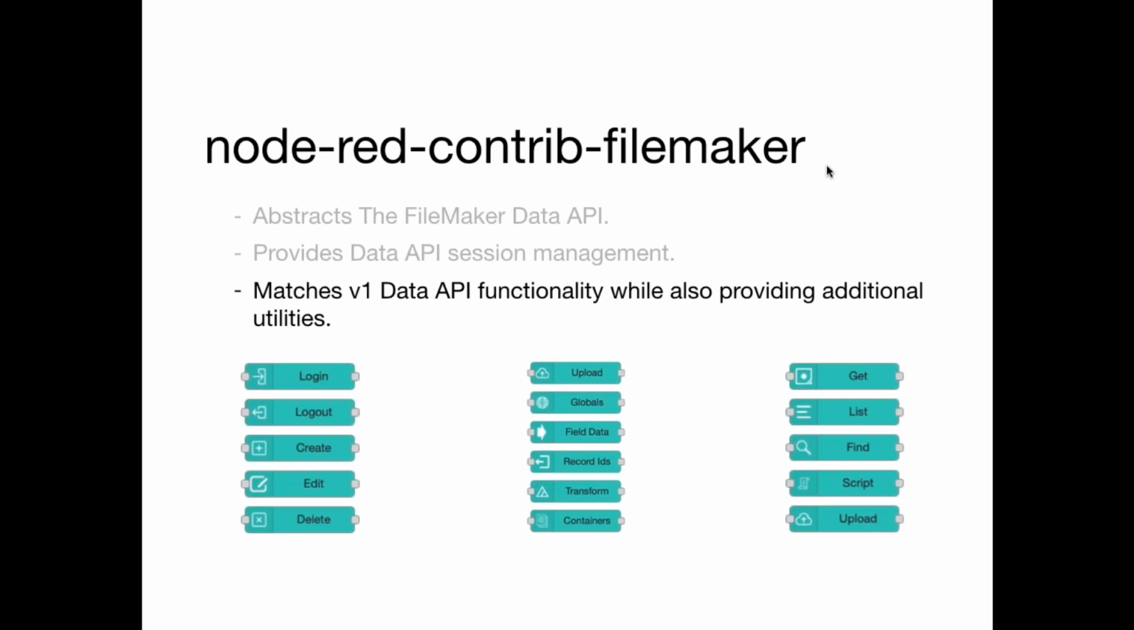Currently, there are these nodes, and I'm going to really quickly go through them. They match all the functionality of the V1 Data API. You have log in, log out, create record, edit record, delete record, upload file to a container, set a global, get field data, that's a utility, we'll talk about that in a little bit, get record IDs for a particular record set, transform the data, get containers, get a particular record, list records, find records, trigger a script, and finally upload.